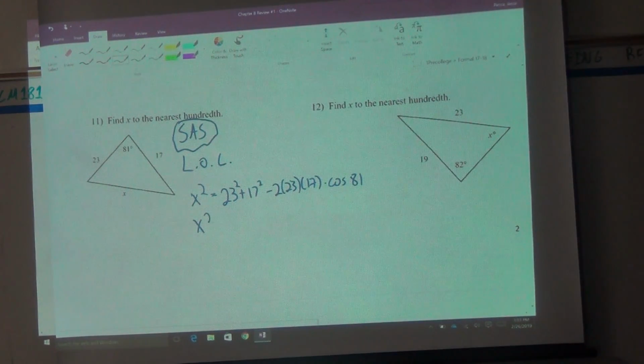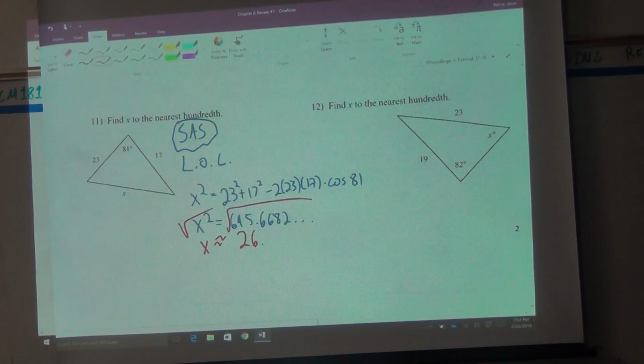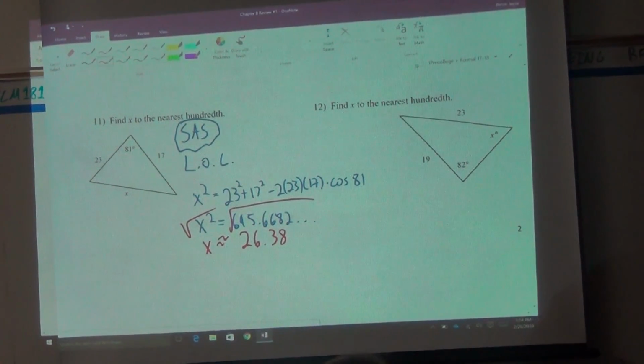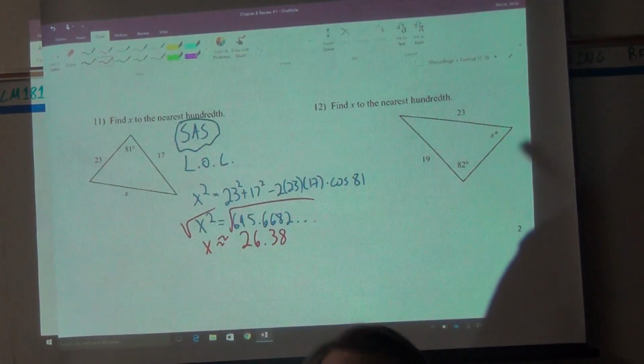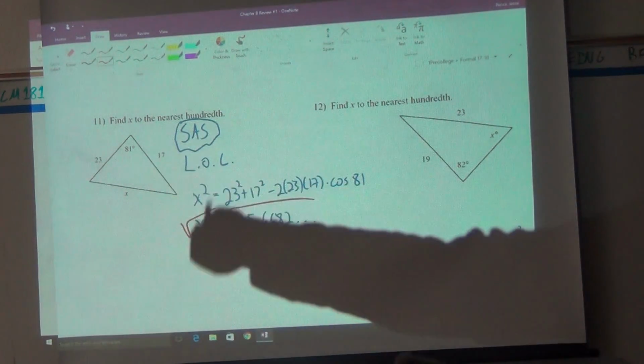So x squared is 695.36682, and it keeps going. And so we're going to take the square root of both sides with our calculator, second square root, second answer, and I'm getting 26.38. It was 26.3755, and we're rounding that up to 38. Now, sometimes when given this problem, it'll say solve the triangle. That means you have to go get everything. Sometimes it just says solve for x, and we have done so.